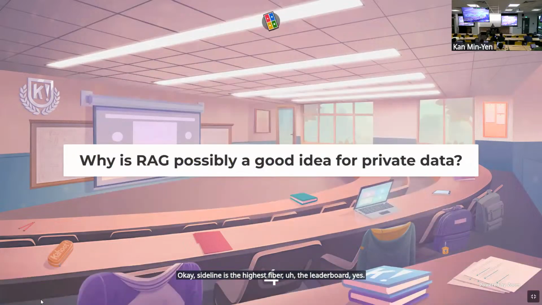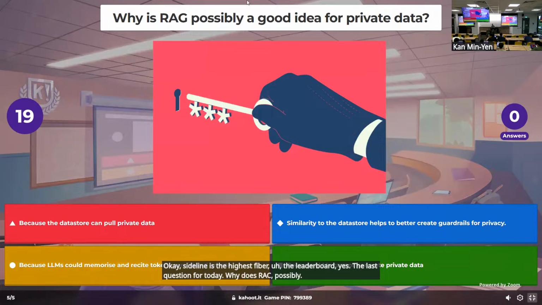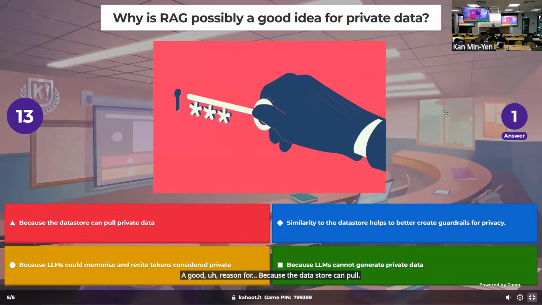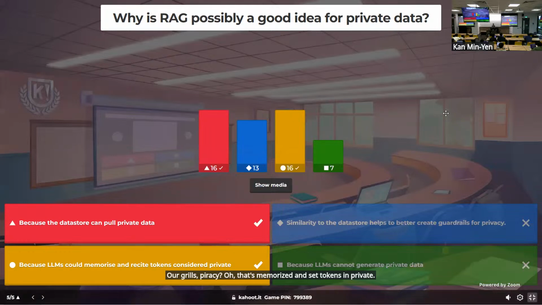Okay, the last question for today: why is RAG possibly a good reason for private data? Because the data store can pull private data, because the similarity to the data store helps create better guardrails for privacy, because LLMs could memorize and recite tokens considered private, or is it because LLMs cannot generate private data?